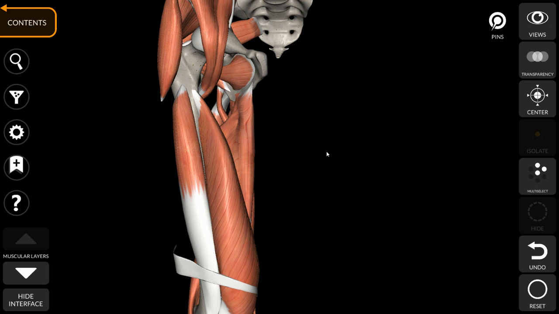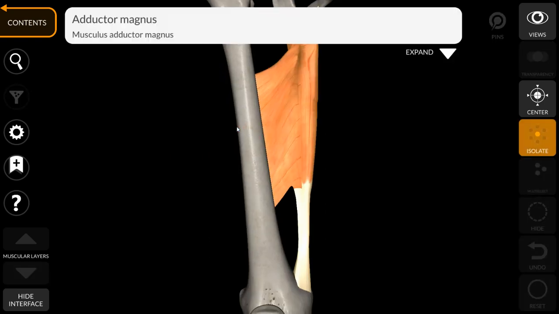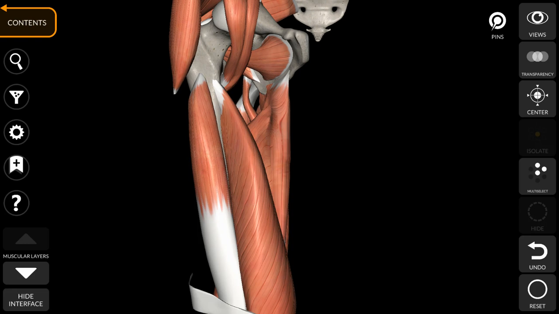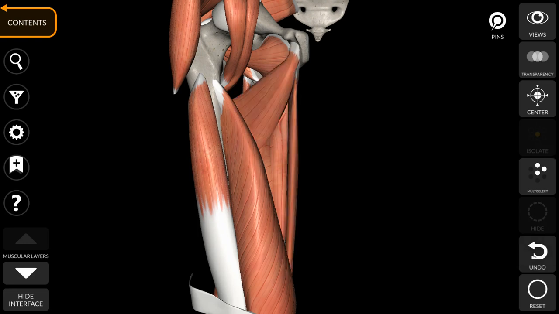Before we go to the last part, class, which is the biggest part of the adductor group, which we call the adductor magnus, any questions so far? Anything? Can you repeat the insertion for pectineus again? Insertion for pectineus is basically the pectineal line, all right? Pectineal line.